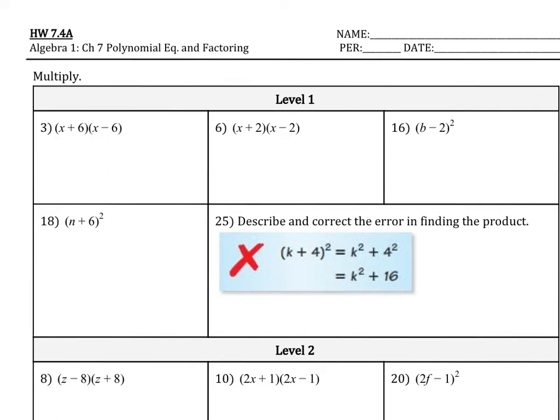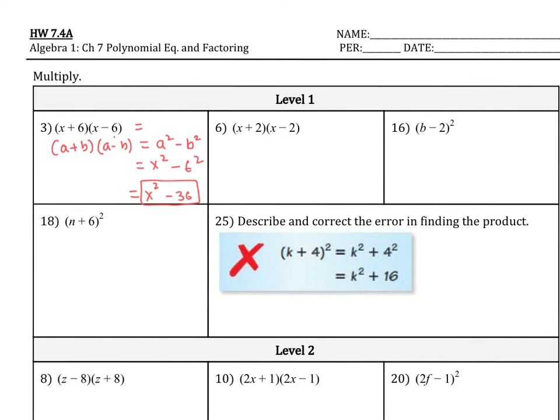Homework 7.4a, Level 1. You're using the formula (a + b)(a − b) for the first question. The formula is (a + b)(a − b), and that is a² − b². You have to just recognize what is my a. My a is x, my b is 6, and plug it in here. I'm going to plug it in: a² is x², and b² means 6². And then the final answer is x² − 36.